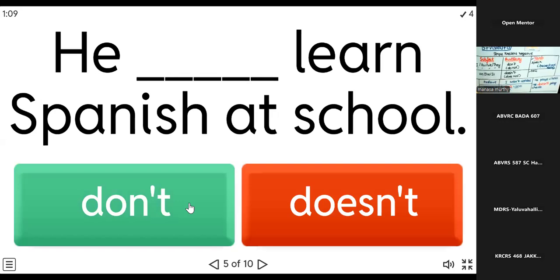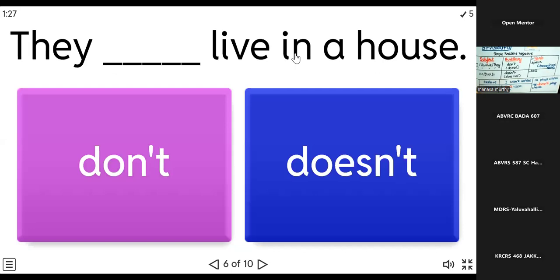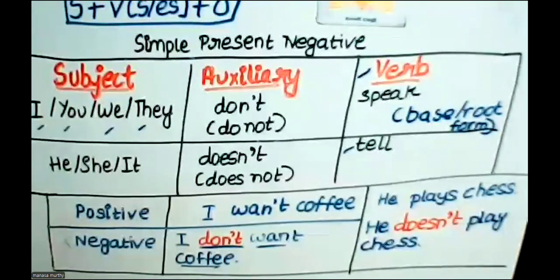Last question we'll see. He dash learns Spanish at school. He doesn't. Wow. Almost 50 centers answering at the same time. Very nice. They dash live in a house. Super. Don't.